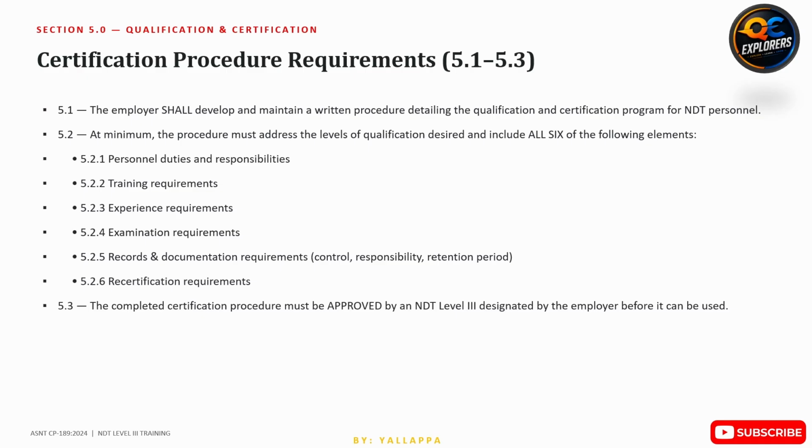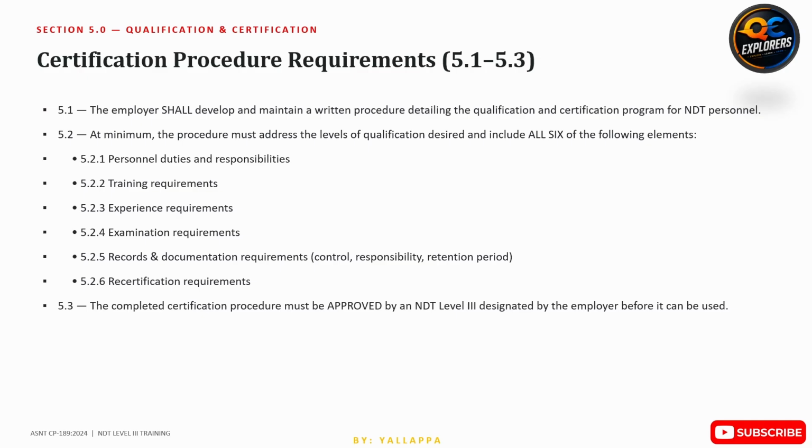During customer audits or accreditation assessments, it is often one of the first documents requested because it demonstrates how the employer complies with CP-189. The standard then identifies 6 mandatory elements that every certification procedure must contain. The first element defines the duties and responsibilities of personnel at each certification level. This ensures that everyone understands the authority and limitations associated with their certification.